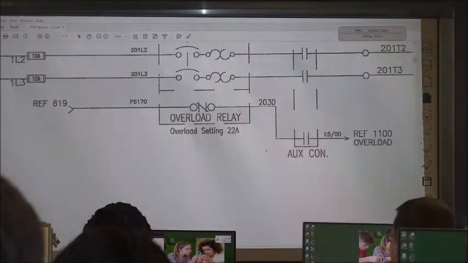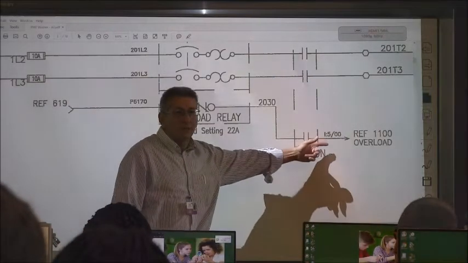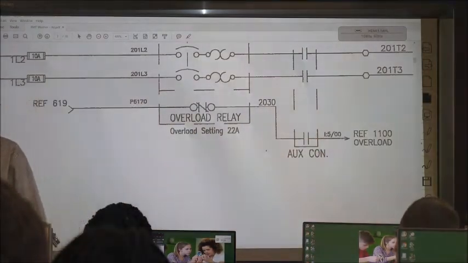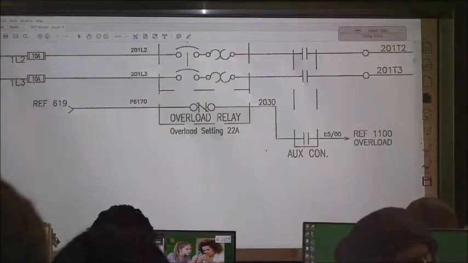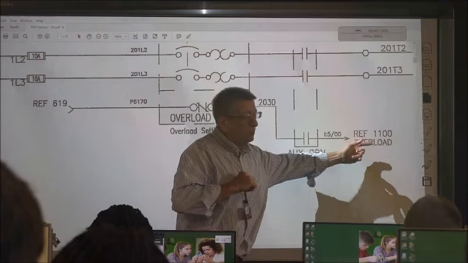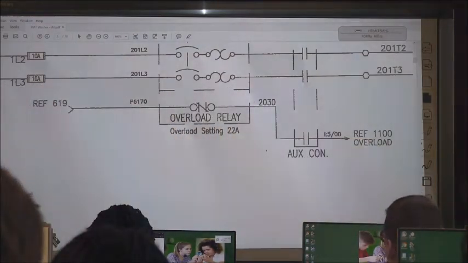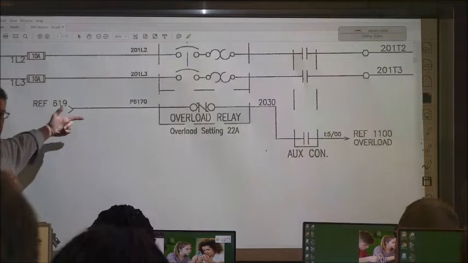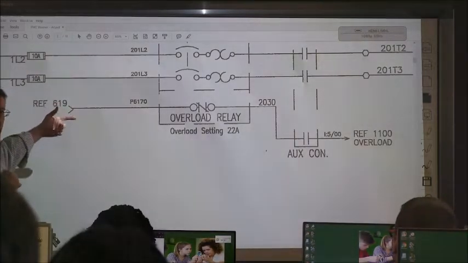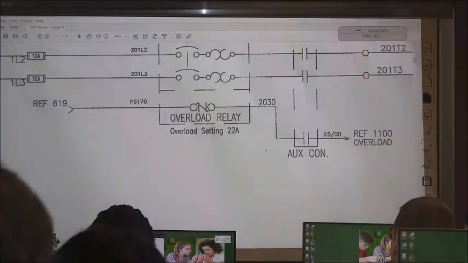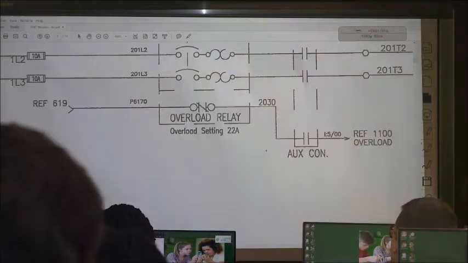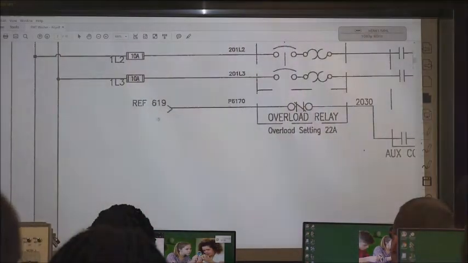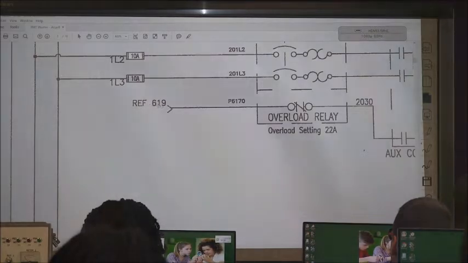And let's say we want to know what kind of voltage is supposed to be on that input of that PLC. How do we trace it back? How do we trace it down? Reference 1100 overload, we could do that. Well, it's coming this direction, isn't it? What's the 619 telling us? Anybody know? It's a line number, yep. It's telling us it's on sheet number 6 of the electrical drawings, line number 19.